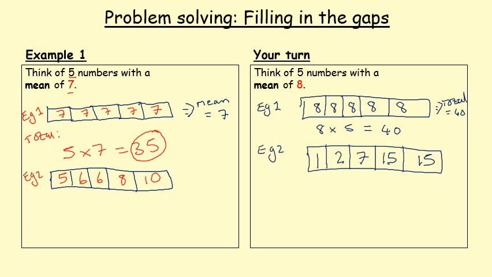So as I said, the number of examples are infinite, and so long as in this case, because we have 5 numbers and a mean of 8, our total of our numbers equals 40, that's this here, 8 times 5, then we know that we've got numbers that work.